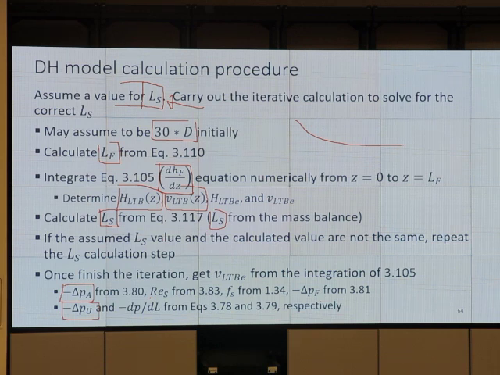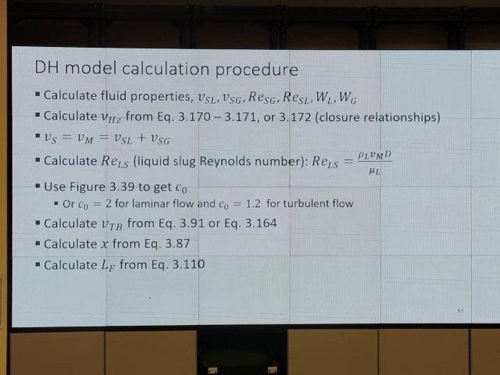What is the restriction of doing this? If we use the Dukler-Hubbard model, number one, horizontal only. The accuracy is dependent upon this VTB. We may do everything right, but if the closure relationship that we use doesn't give us an accurate result, we don't get the correct answer either. So it's sensitive to the closure relationship, VTB.